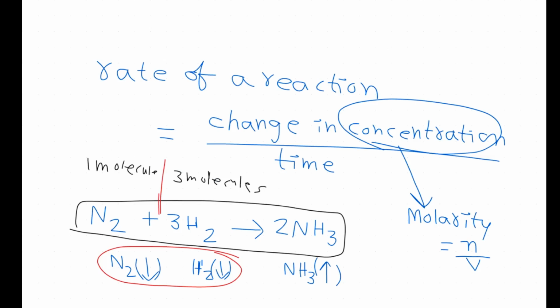Weight, correct or not? 1 mole of N2 is how much? It will be almost 28 grams. Why 28 grams? Molecular weight, right? Atomic weight of nitrogen is 14, correct or not? So N2 molecular weight will be 28. 1 mole, 28 grams will be there.